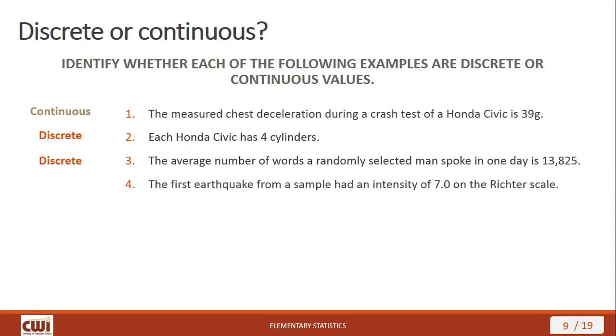The first earthquake from a sample had an intensity of 7.0 on the Richter scale. Is this discrete or continuous data? I'll give you a few seconds.